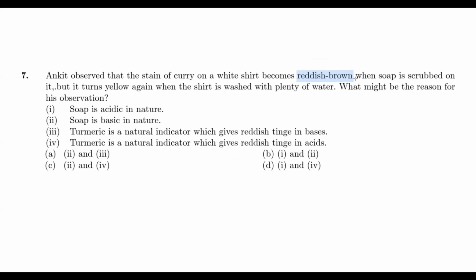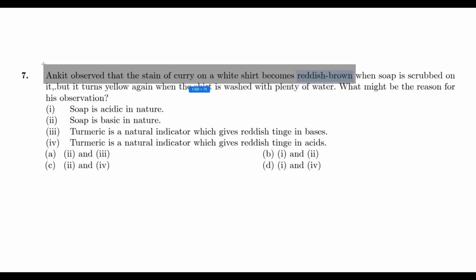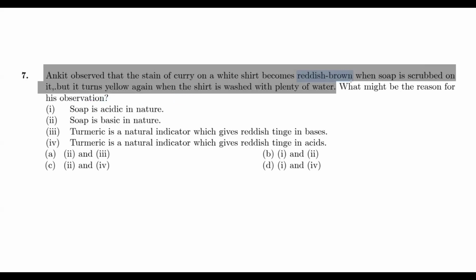Ankit observed the stain of a curry on a white shirt becomes reddish brown when soap is scrubbed on it. Okay, and let me read it with you. It says Ankit observed that the stain of a curry on a white shirt becomes reddish brown when a soap is scrubbed on it, but it turns yellow when the shirt is washed with plenty of water. What might be the reason?